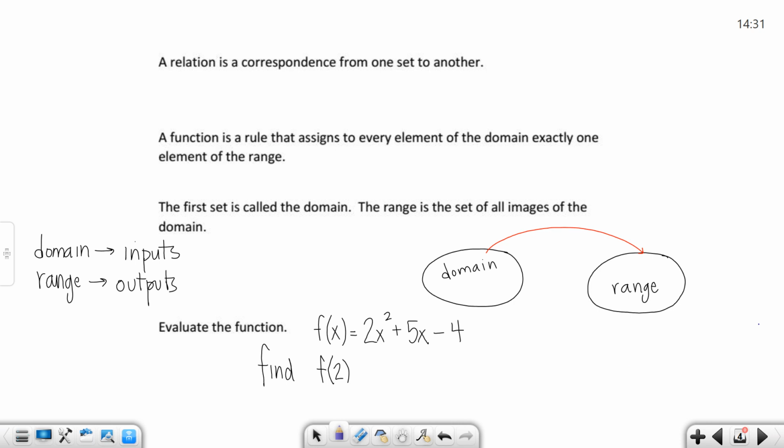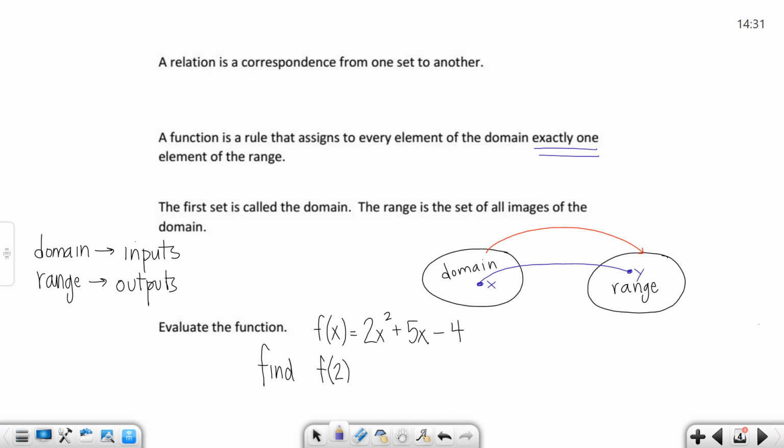A relation is a correspondence from one set to another, but a function is a special one that assigns to every element of the domain exactly one element of the range. In other words, if I have this x right here, it's going to go over to this value right here, but it can only go to one value. And as long as it goes to exactly one value, then it is a function.